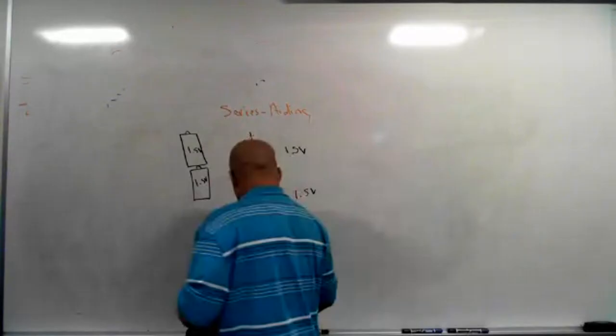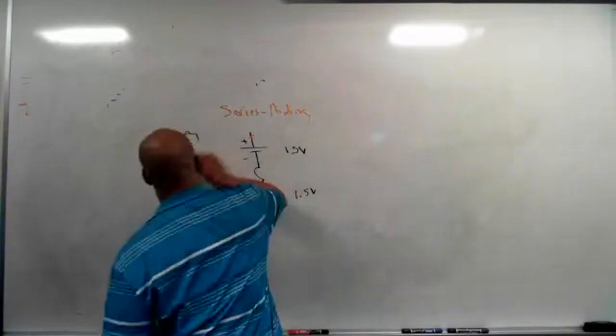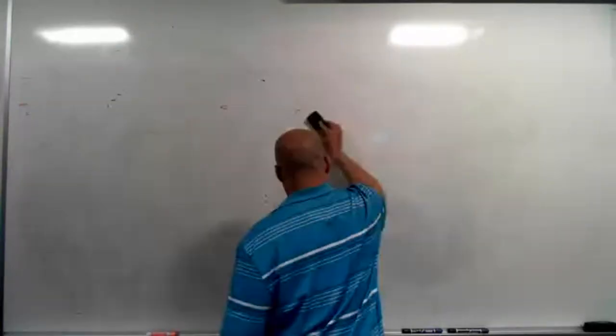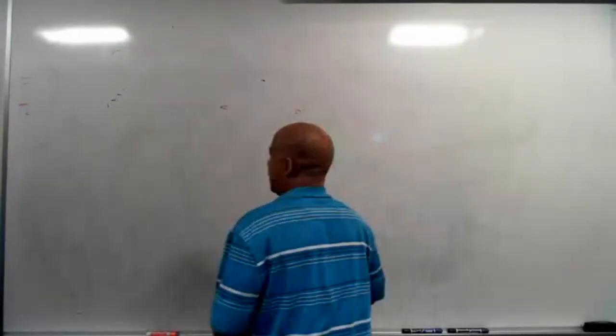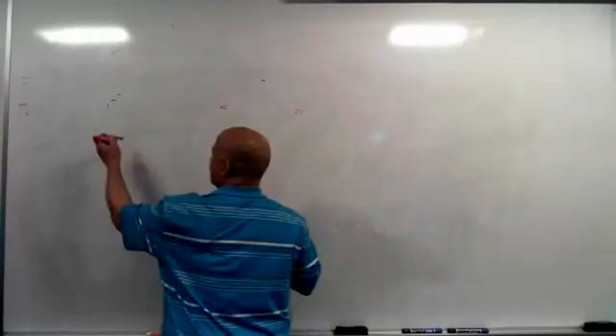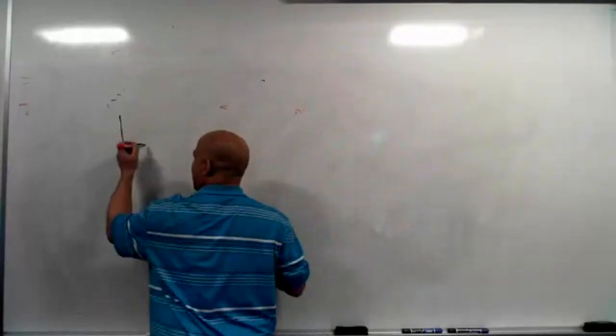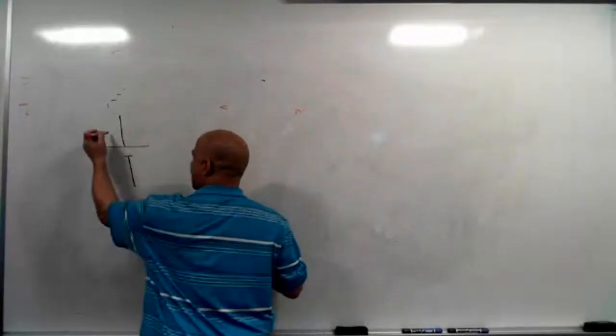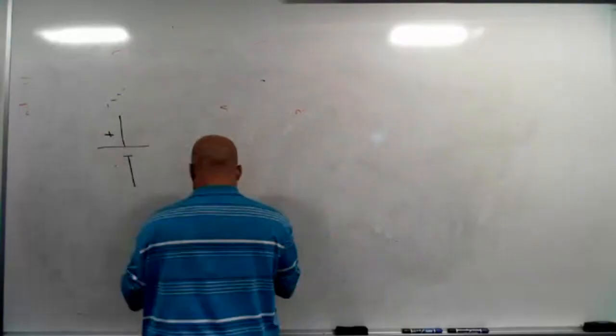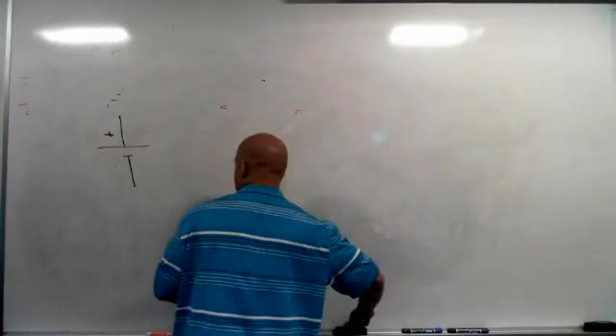So an example of series aiding voltage sources would be to take 2 or more voltage sources and hook them together so that the polarity looks like this. So I've got a plus, minus. Let me make the polarity a different color.